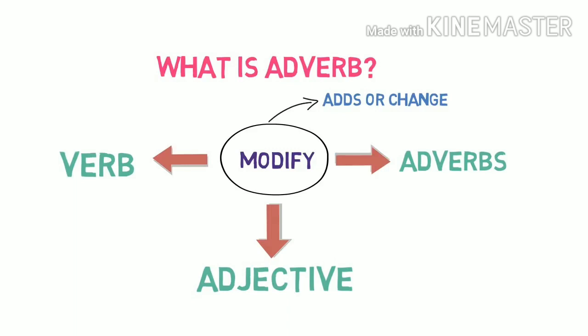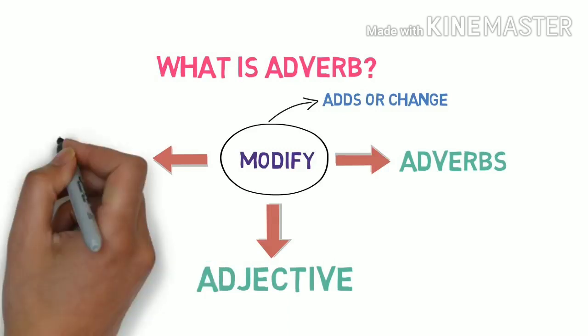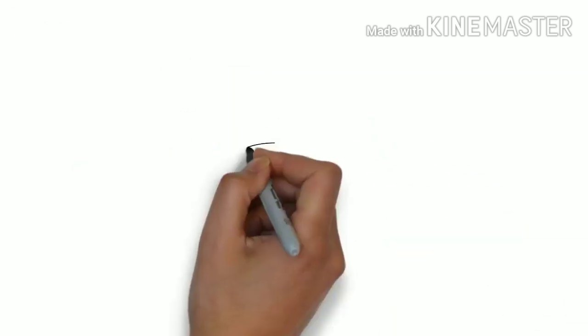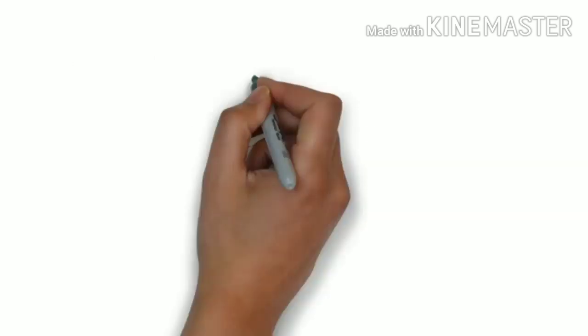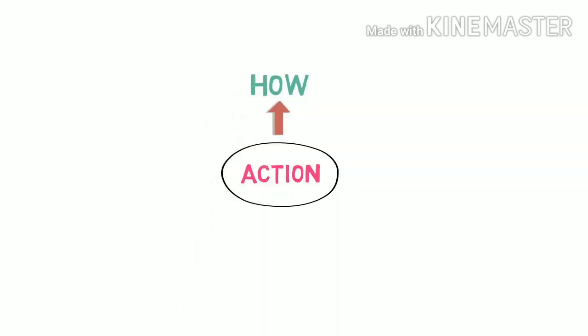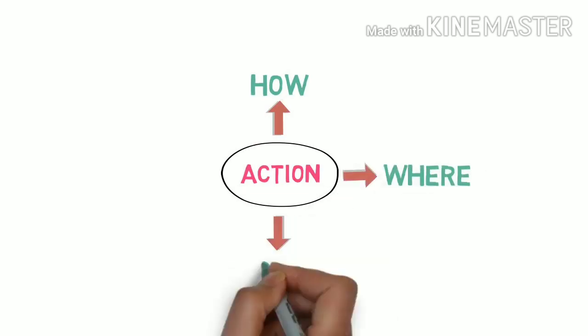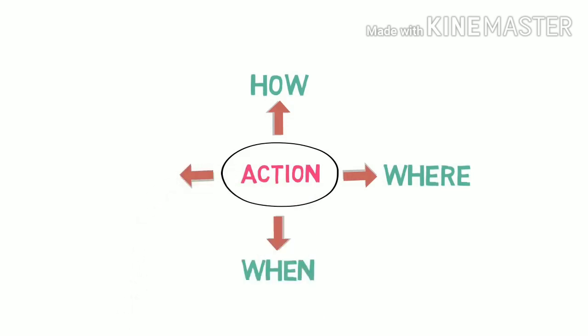How does an adverb modify a verb, or we can say an action performed by the subject? There are four ways in which an adverb modifies or describes the action. Firstly, how an action is performed. Secondly, where the action is performed. Third, when the action is performed. And fourth, how often or how frequently the action that we are talking about is performed. Now let's see some examples of each.